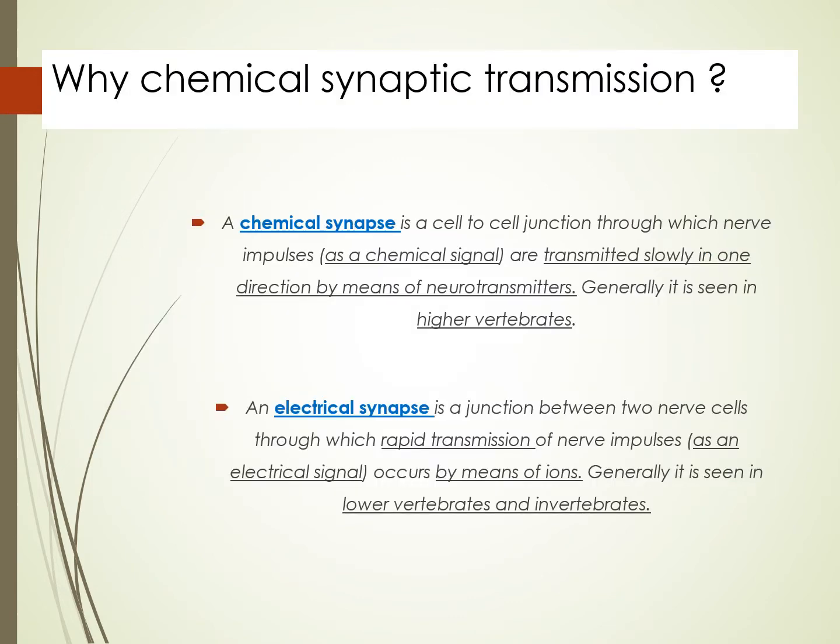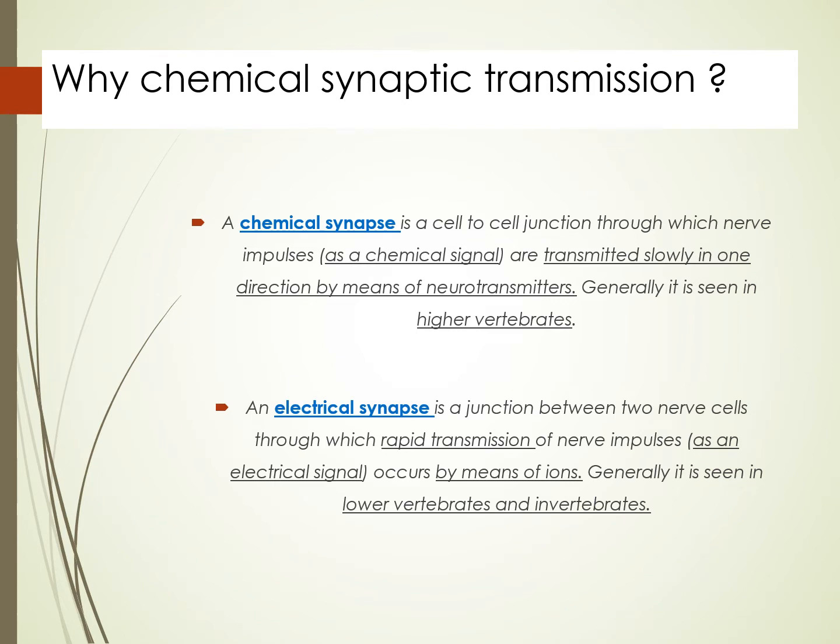So why do we use chemical synaptic transmission? Because synapses are of two types. One is the chemical synapse, another one is the electrical synapse. Chemical synapse is the junction between the two cells through which nerve impulses are transmitted slowly, and the direction is one way always. So here the signal used to move in the form of chemical signal. It is generally seen in the higher vertebrates.